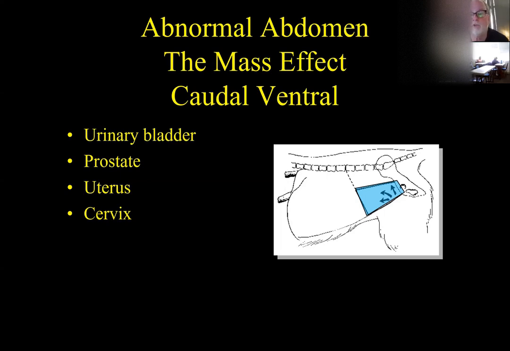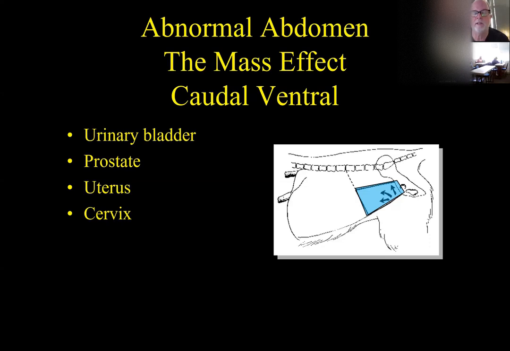But if the bladder gets huge, it's going to push the colon dorsally. It's going to push all of the small bowel cranially away from it. Okay. Because now we have this huge mass effect coming from a distended urinary bladder and other things that live back there. If it's an intact male, especially the prostate will push the colon dorsally and can push the bladder cranially. Or if it's an intact female, the uterus and the cervix can live back in that same area as well.